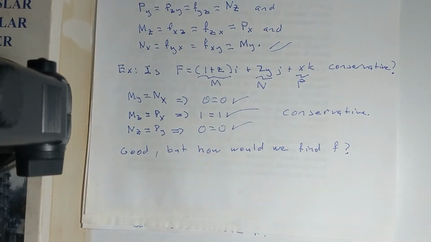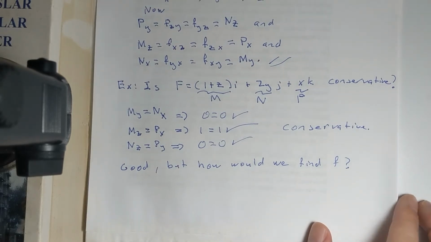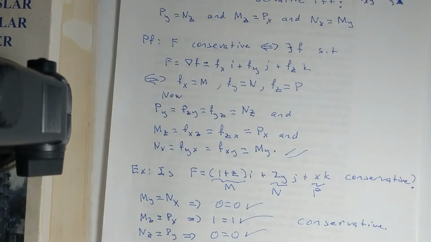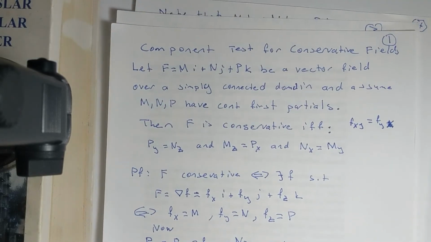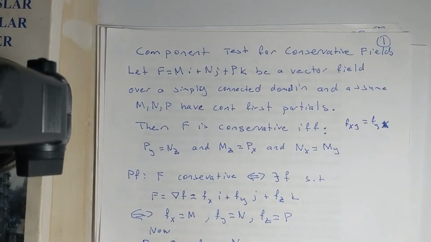conservative. So the question is, let's say I'm going to calculate some work integrals now between 2 points, or some flow integrals. Now, how would I find the potential function? If we can find the potential function, it's all going to be very easy. So we're going to find the potential function for this. This method works in general, or methods like this work in general.